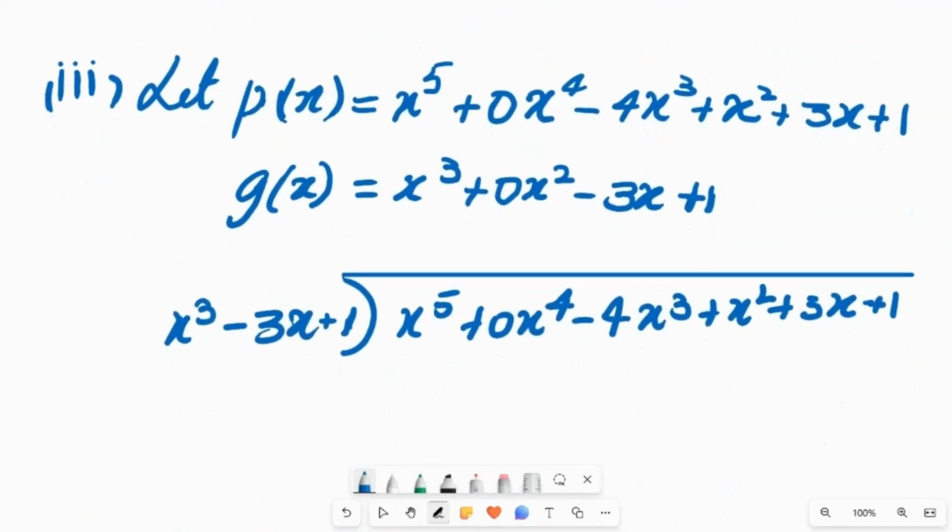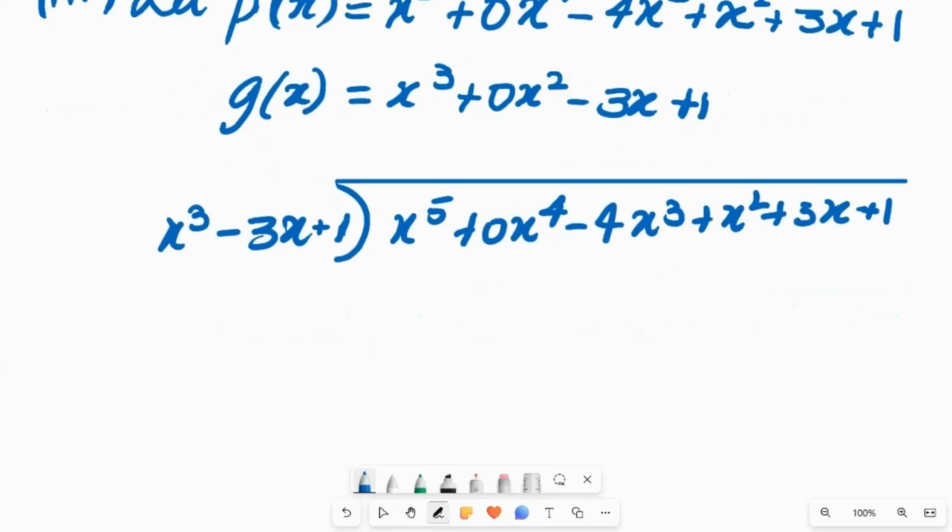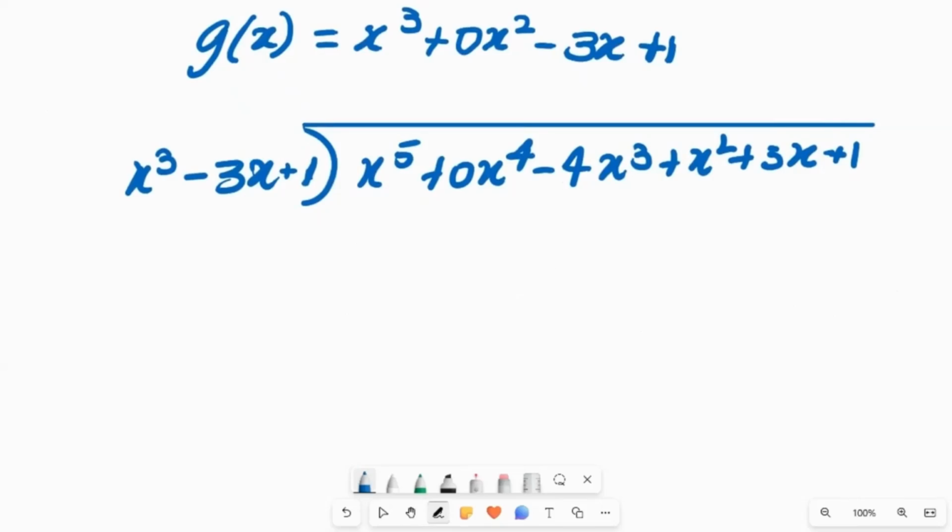Next, last one we have, let p of x equal to x power 5 plus 0x power 4, since there is no x power 4 in the question, minus 4x cube plus x square plus 3x plus 1, and g of x equal to x cube plus 0x square minus 3x plus 1. So similarly, what is the number we need to multiply to the first term of g of x to get the first term of p of x? It is x square. So let's write x square here.